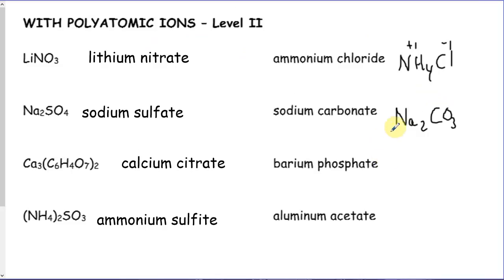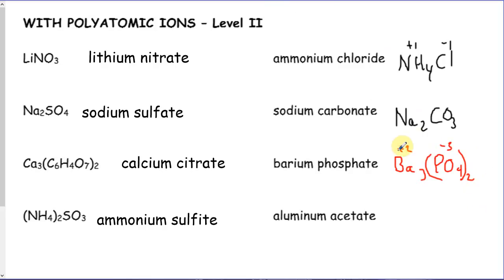Barium phosphate. Barium is Ba. Looking on the periodic table, it has a +2 charge. Phosphate is PO4, polyatomic ion. It has a -3 charge. When we crisscross, the 3 goes over here behind barium. The 2 has to apply to the phosphates. I need 2 phosphates. And so when I crisscross, I wrap this in parentheses, and I put the 2 on the outside, telling them I need 2 phosphates.